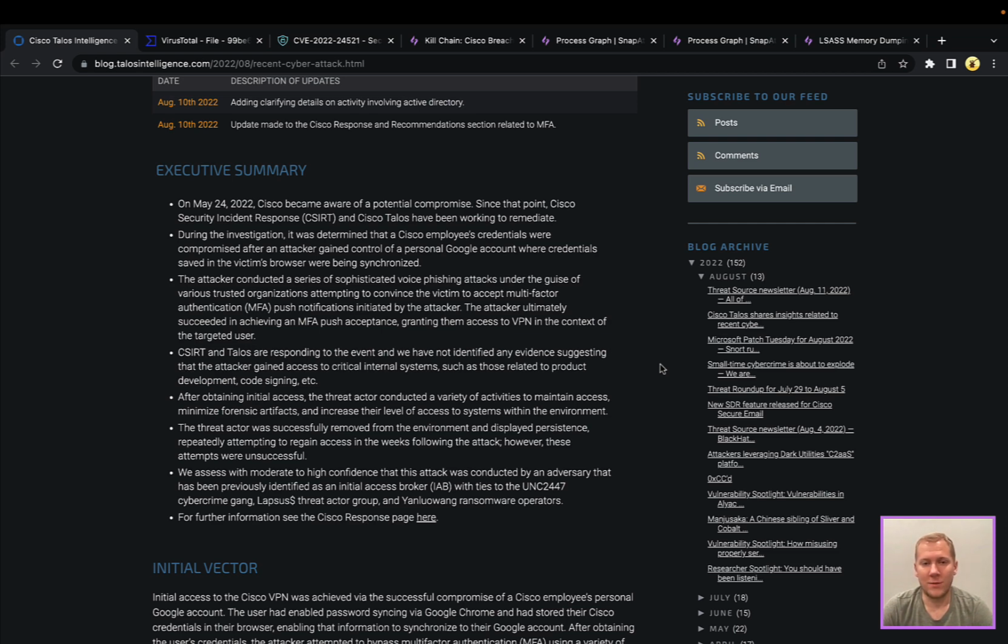Taking a look at this timeline, I highly recommend a read through, but really what happened was there was a single employee whose personal Gmail account was breached, and of course they were saving their corporate credentials, their VPN accounts, to their browser. So when the attacker gained control of their personal machine, they saw that.